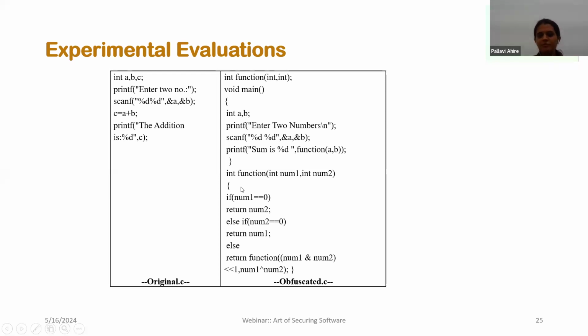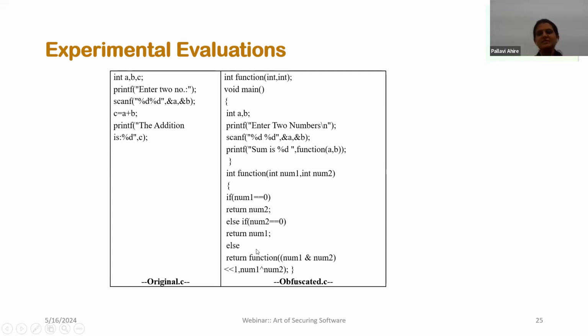See, if the first number is equal to 0, it will return number 2, because if I wanted to add number 0 and 3, addition is always 3. If I wanted to return addition of 3 and 0, addition is again 3. So if the first number is 0, return the second number. If the second number is 0, return the first number. Else, look at the mechanism which is being implemented. Return. Call this function again.